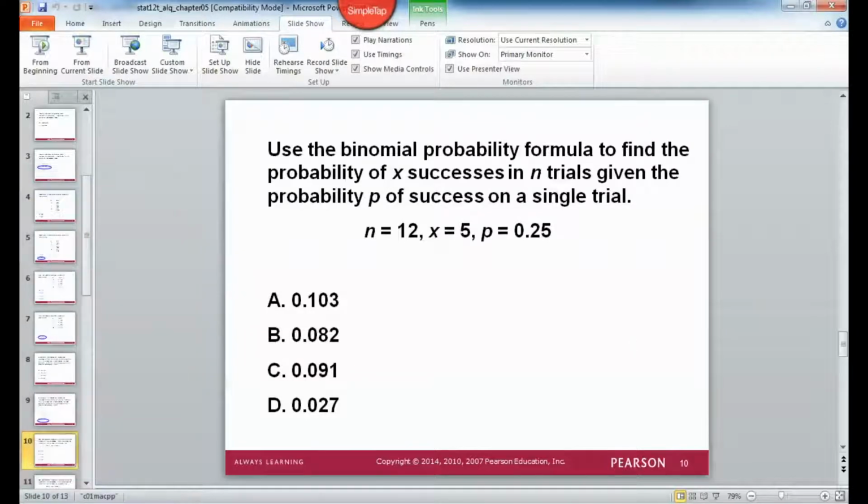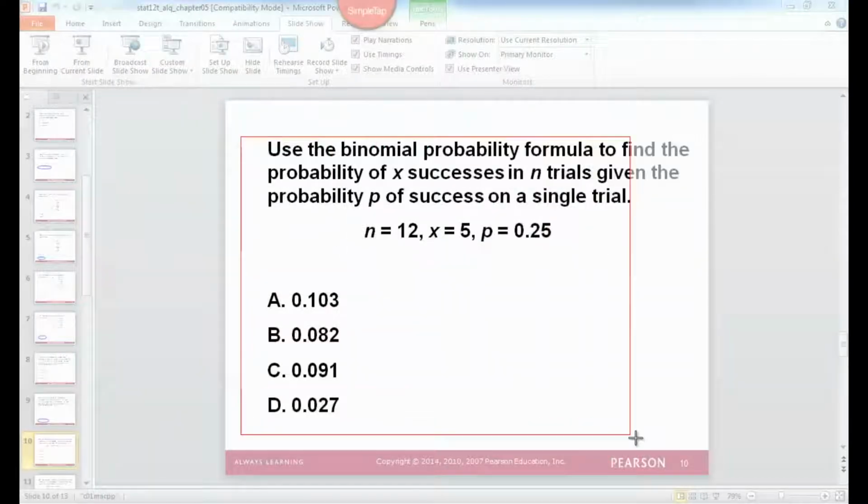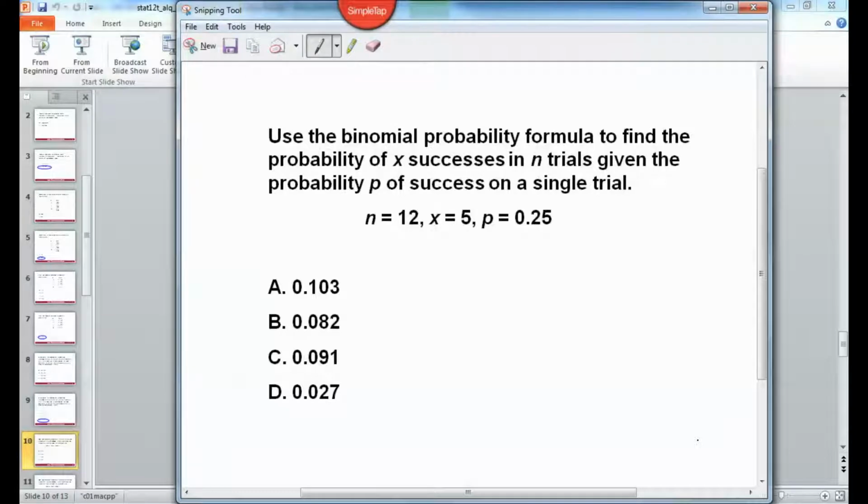All right, which brings us to this. We just went over the binomial probability formula. So let's use the binomial probability formula to find the probability of X successes in N trials, given that the probability P of a success on a single trial is given. So here's our N, here's our X, here's our P. The only thing I don't see down here is your Q. What is your Q? 1 minus P. That's right, 1 minus P. So 0.75. All right?